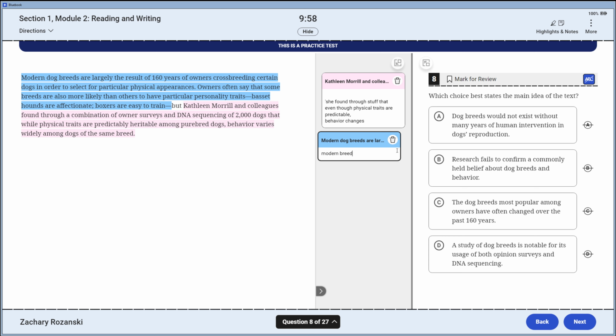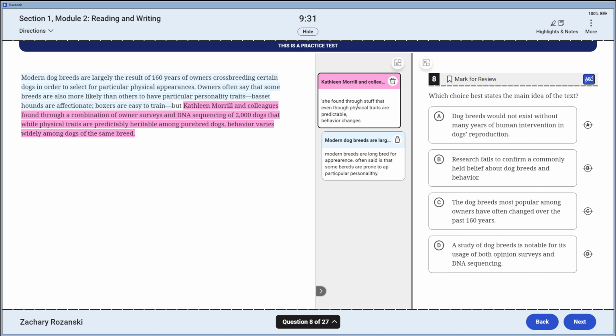Modern breeds are long bred for appearance. Owners often say that some breeds are prone to a particular personality. For example, boxers are easy to train. However, physical traits surely are predictable, but behavior, man, that changes.